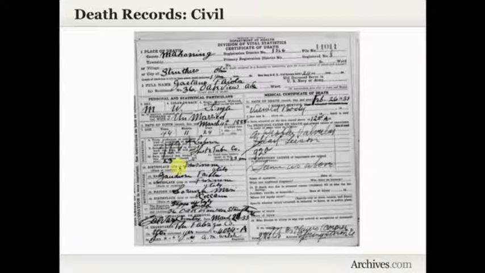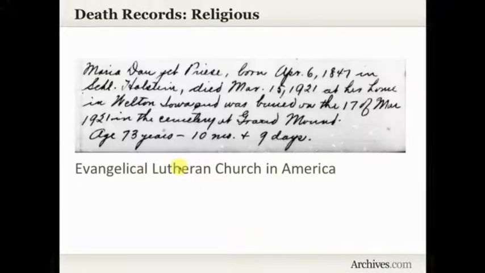So those are civil death records, but there are other types of death records that we should look at as well. If your ancestor was affiliated with a church, oftentimes churches would keep their own death records, whether it was a death record or a burial record. So here we have an example from the Evangelical Lutheran Church in America, a collection that is found on archives.com. And we have this, it's actually a burial record for Maria Dow.